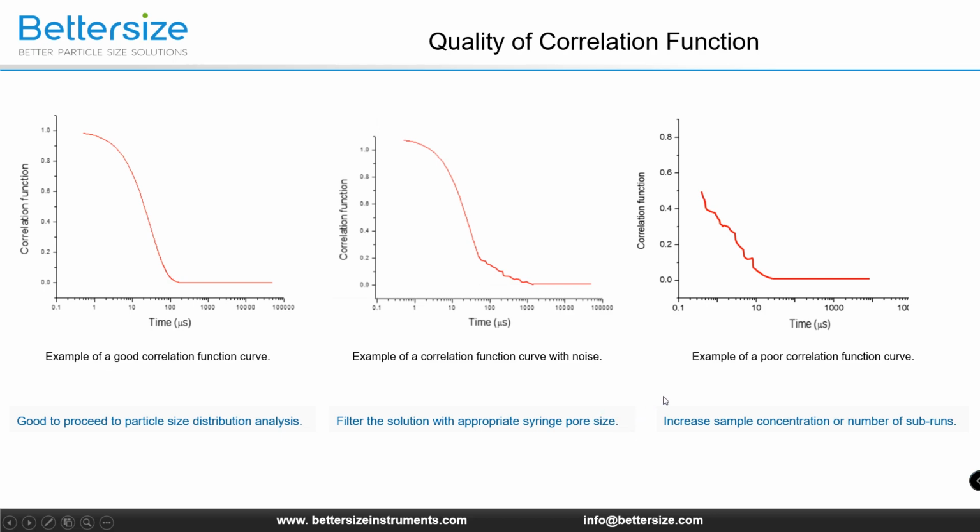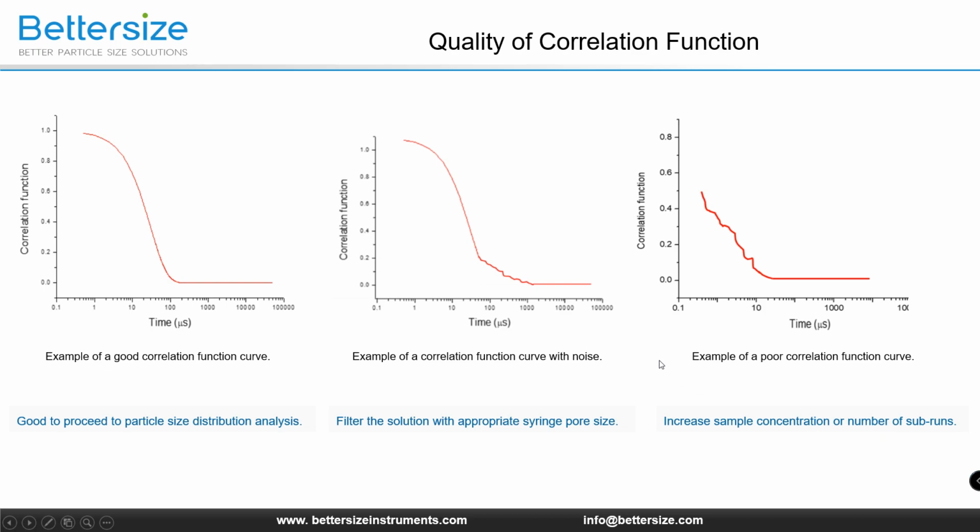When the scattering is insufficient in a test, its correlation function curve will look like the curve in the rightmost figure. In this case, the maximum value of the function is much less than 1, and it does not exhibit exponential decay behavior. The operator could increase the sample concentration or the number of subruns to increase the amount of scattering.